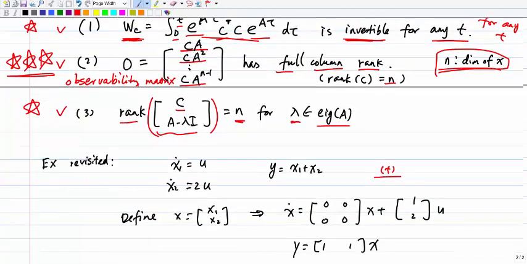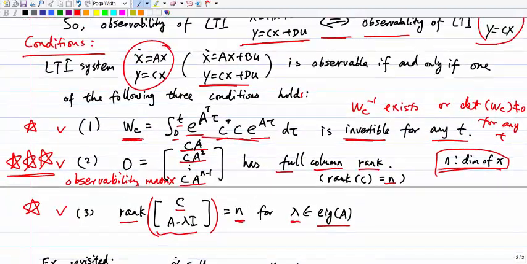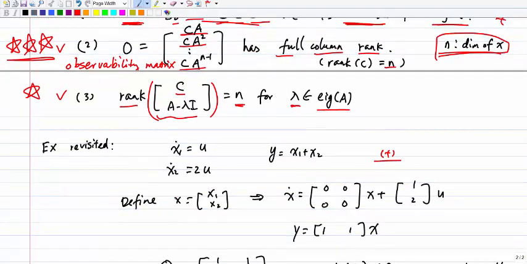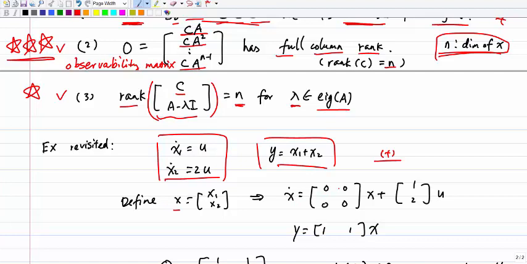Because I have to write this in the standard form to figure out my A, B, C and D, in particular A and C, since B and D don't matter. If I define my state as x1 and x2, I can write this as x dot equal to 0, 0, 0, 0 times x plus 1, 2 times u.